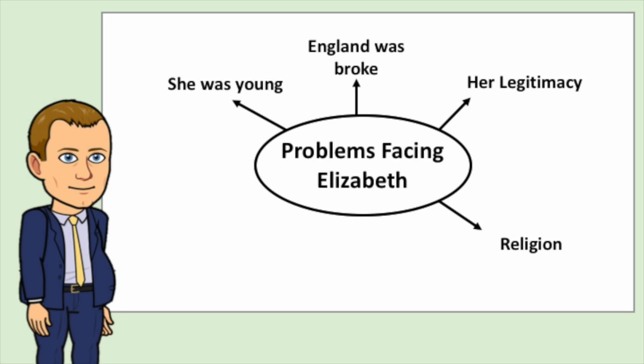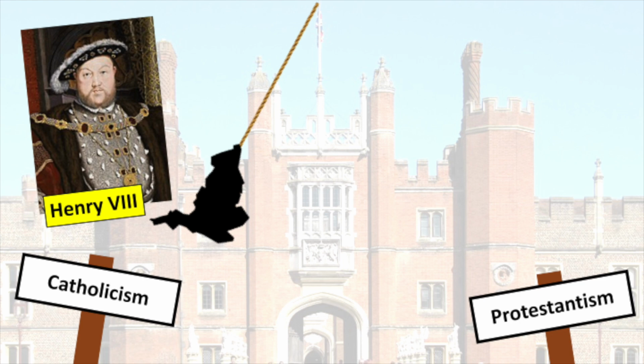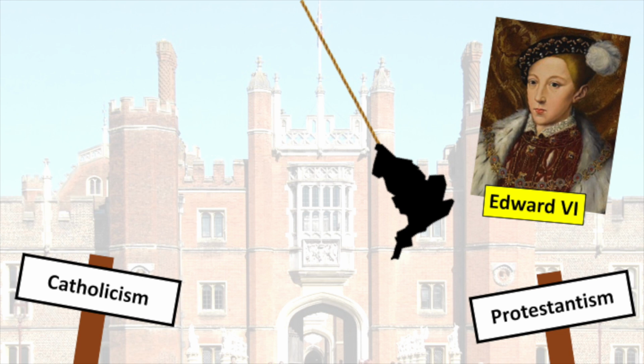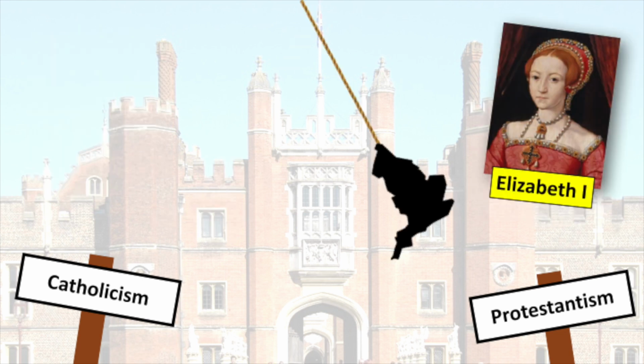Her fourth problem was religion. England had been passed backwards and forwards between Protestantism and Catholicism, from the reign of Henry VIII to Protestantism under Edward, to Catholicism under Mary, and then back to Protestantism under Elizabeth. When Elizabeth became Queen, she needed to settle the religious problems between Catholics and Protestants, as with Mary, Queen of Scots. This is a story for later.